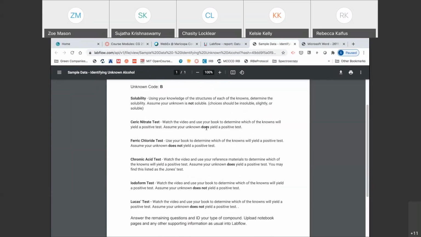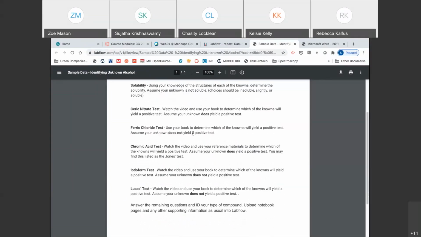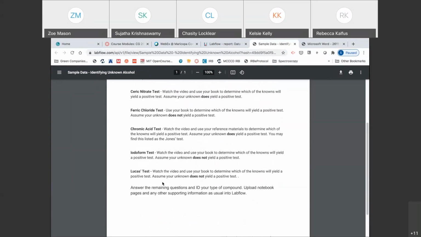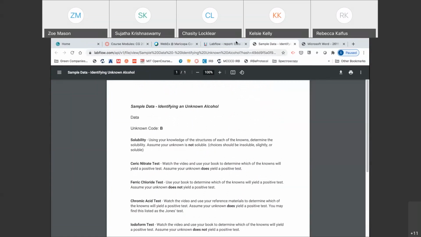That means it's an alcohol. It does not give a positive test with ferric chloride. That means it is not a phenol. Okay, so all of this information is given. You're simply going to write these observations in your lab report.